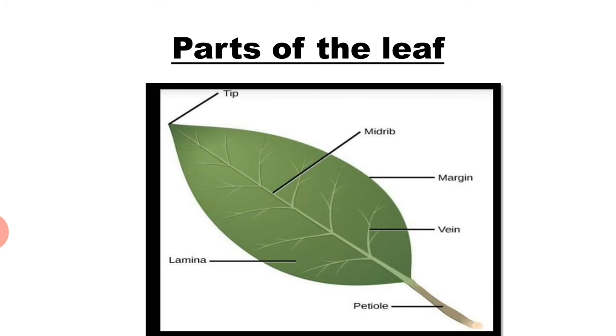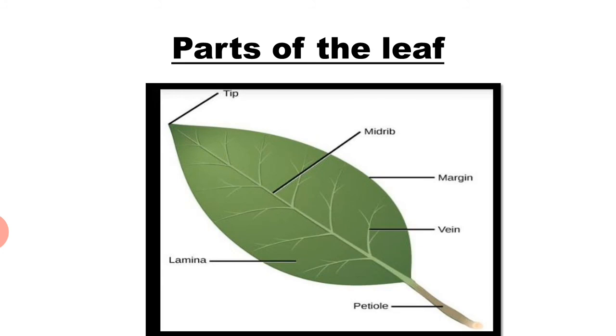If you see a leaf very carefully, you must have seen it attached to the stem. The part of the leaf by which it is attached to the stem is called the petiole, and the broad green part of the leaf is called the lamina. This whole green blade is called the lamina.